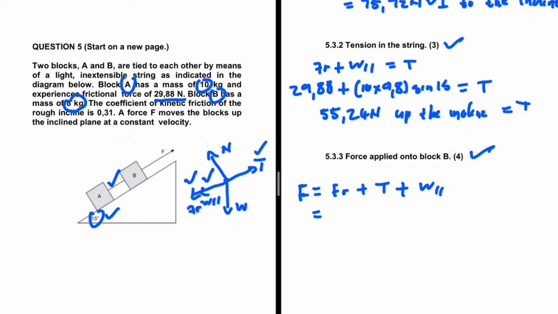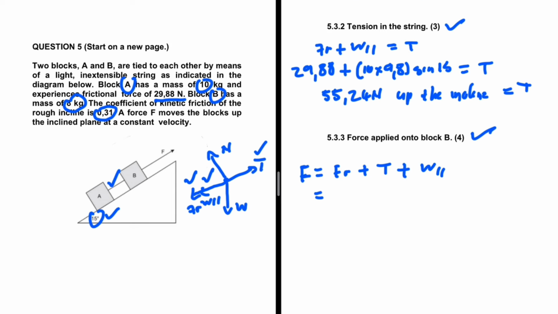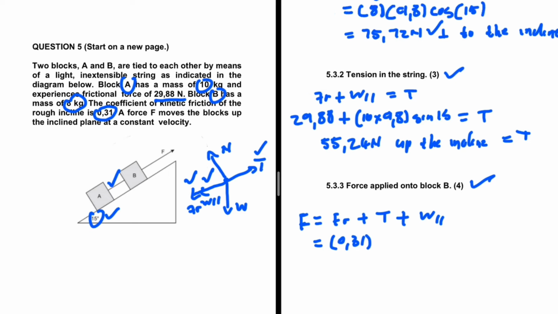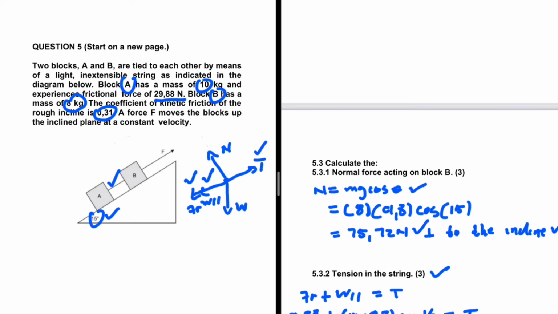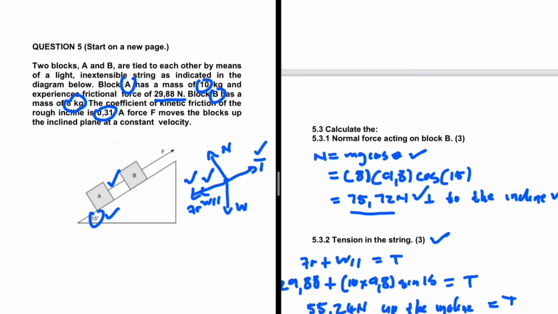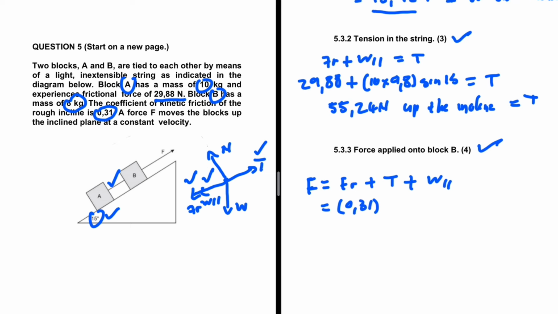The frictional force is not given to us in this case. We are given the frictional force for block A. For block B, we're given the coefficient, so we have to calculate it ourselves. We've already calculated the normal force on block B, so we just multiply that by the coefficient to find the frictional force. So the coefficient is 0.31 and the normal force is 75.72.